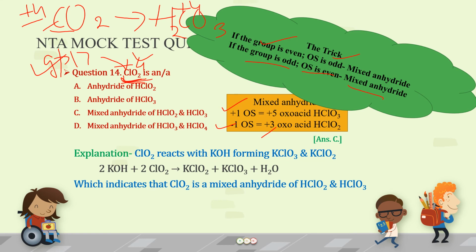Okay, so the +3 oxo acid is going to be HClO2 and +5 is going to be HClO3. So the correct option is therefore going to be C choice. Okay, so you can remember it this way. This is a very simple trick which is going to help you answer questions for any anhydride oxo acid question of this type.